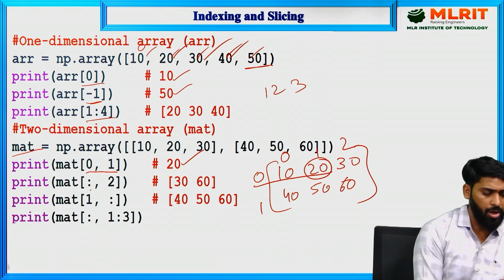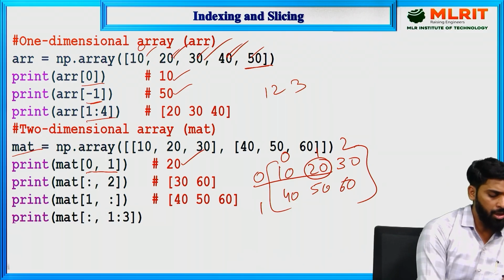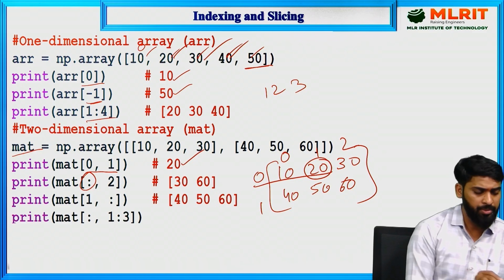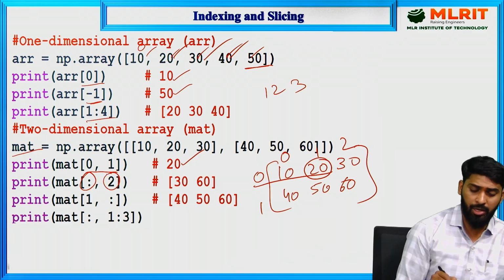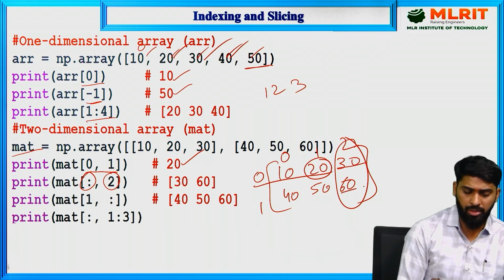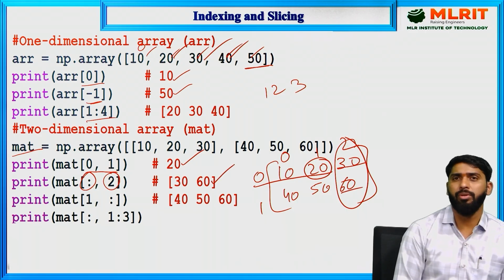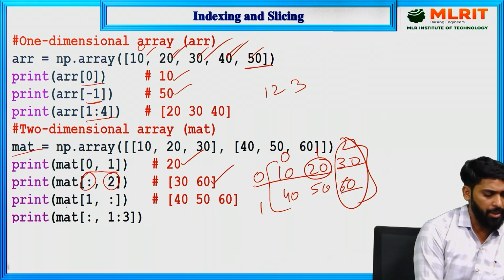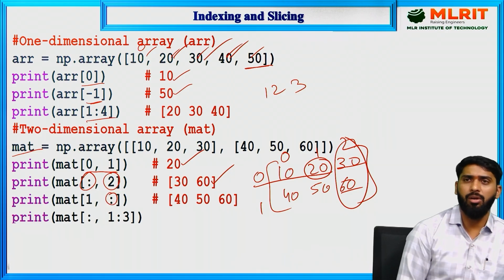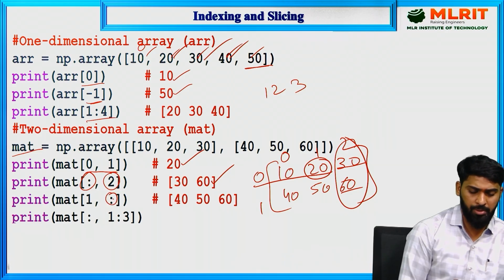So mat[:, 2]. The colon means all the rows, and 2 specifies the second column. In the second column, all the rows: 30 and 60. So this is the output. So next one, print mat[1, :]. The colon means all the columns. So row 1 means 40 50 60.